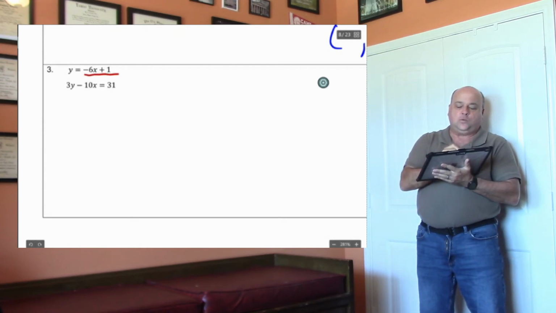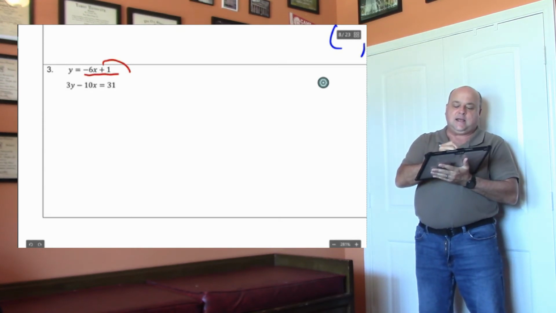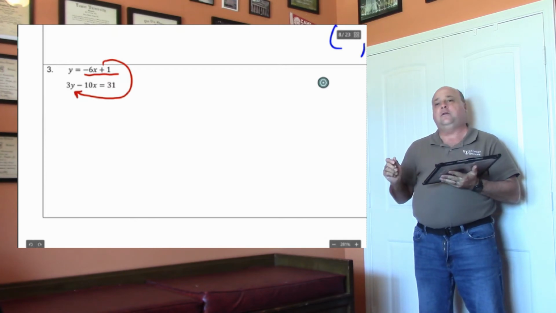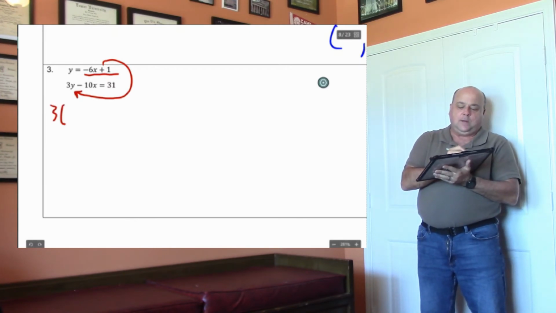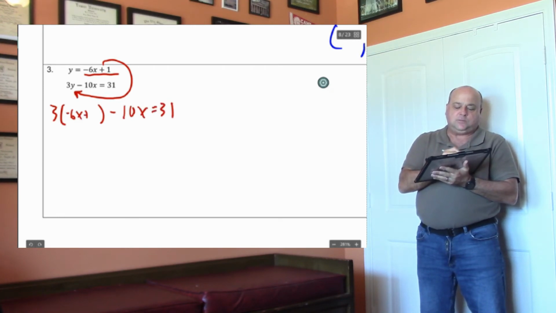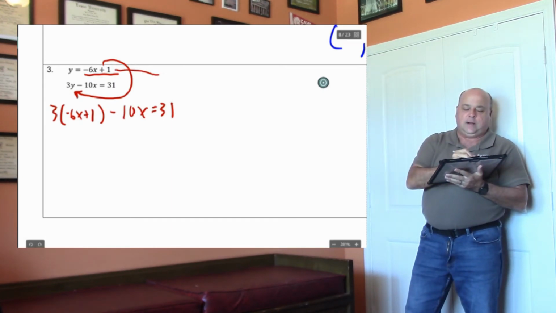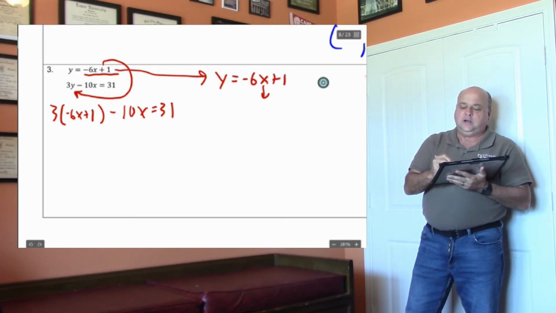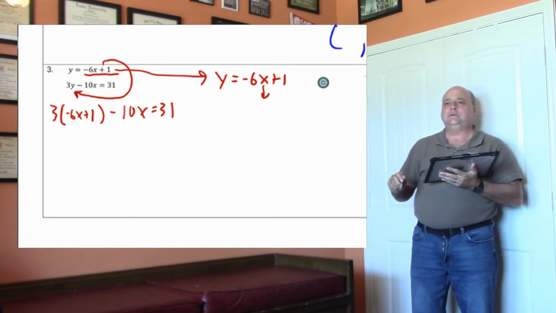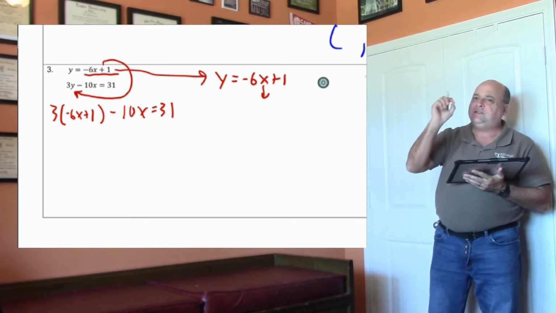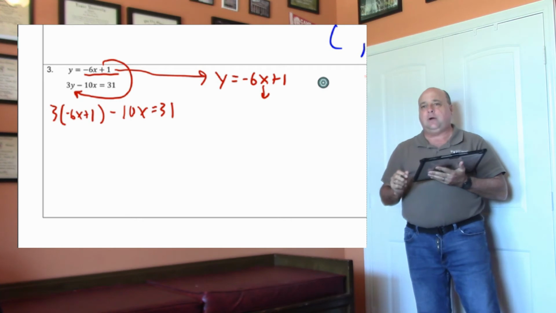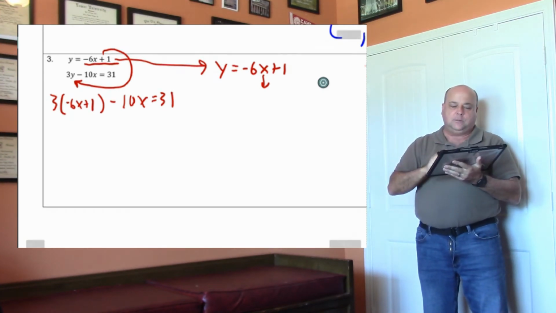Underline what y is. Y is this, so I'm going to take that and I'm going to plug it right into there to that y, aren't I? So I'm going to have 3 parentheses, minus 10x equals 31, and I'm going to put negative 6x plus 1 in the parentheses. And I'm going to let you solve that. You're going to write this equation over here and plug in your x and find out what your y is, okay? Lots of steps. Every single sign, number, letter has to be right. You got to get all your integer problems right.